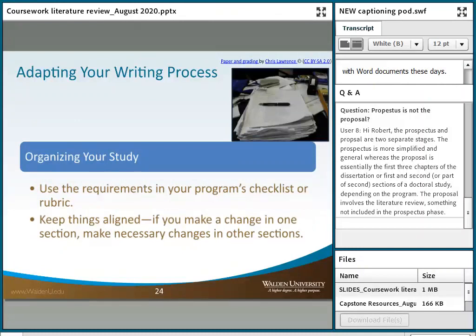And definitely, as much as possible, use software and data management to help you. People mentioned Grammarly. Grammarly is a good source.